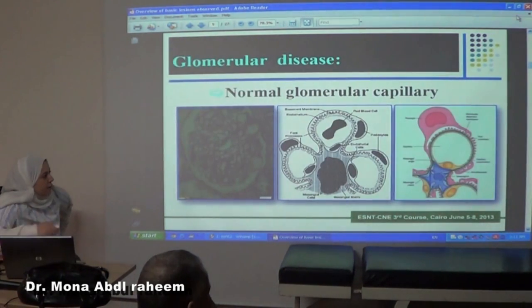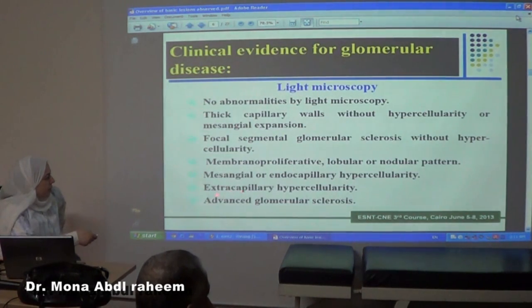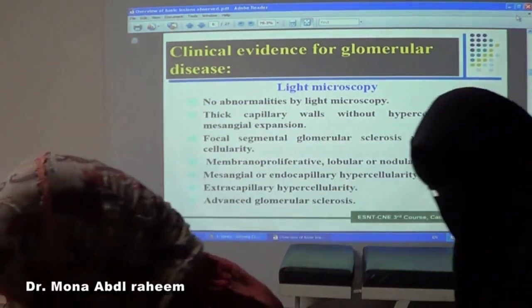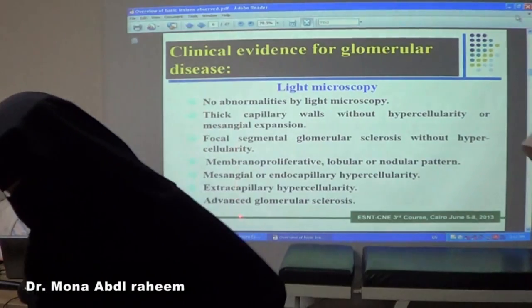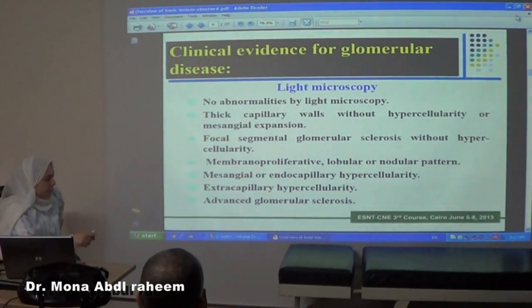We can go back here. Here is the capillary, and extracapillary means here outside the capillary wall. So extracapillary hypercellularity is increase in number of cells outside the capillary. And lastly, we can find an advanced glomerular sclerosis.